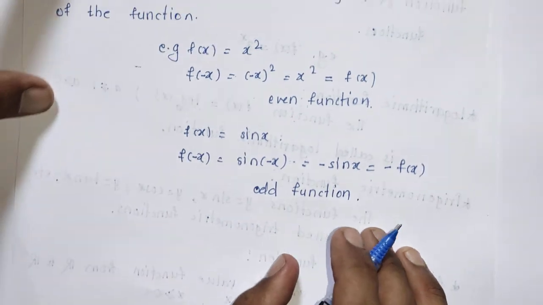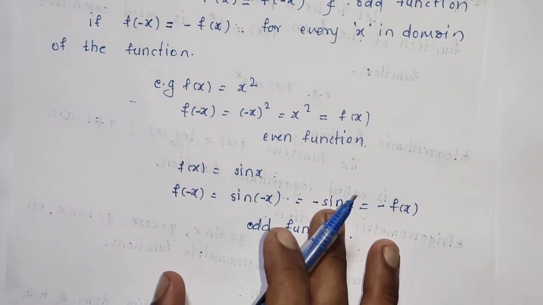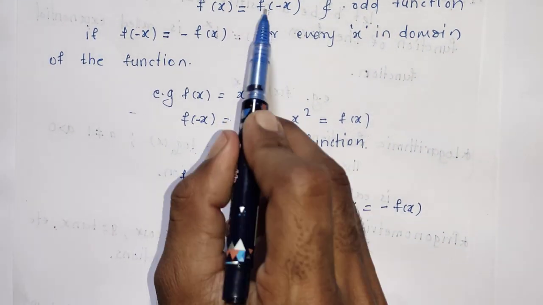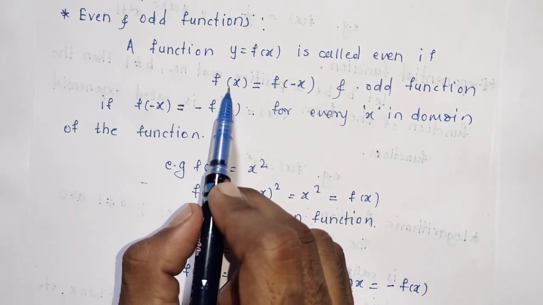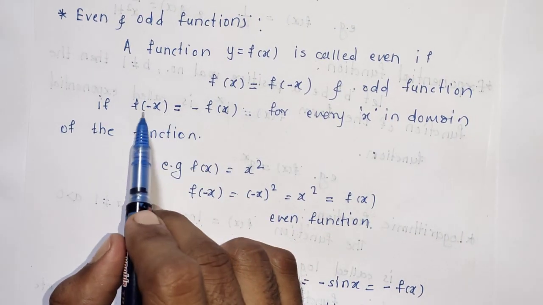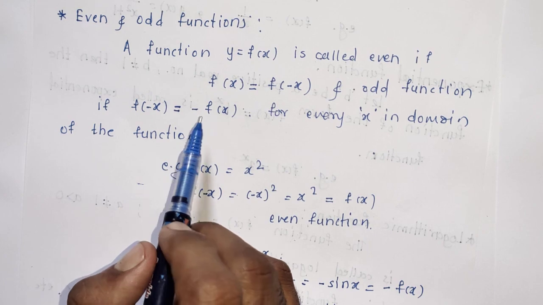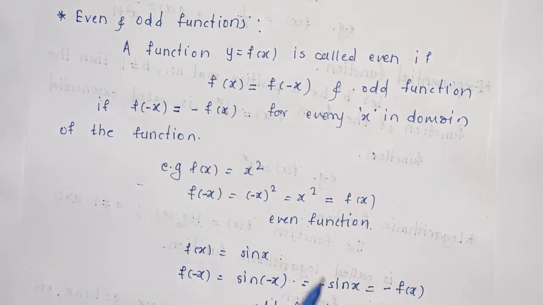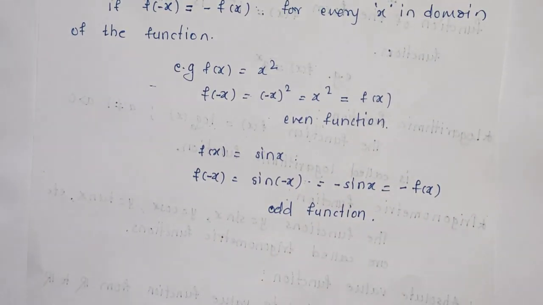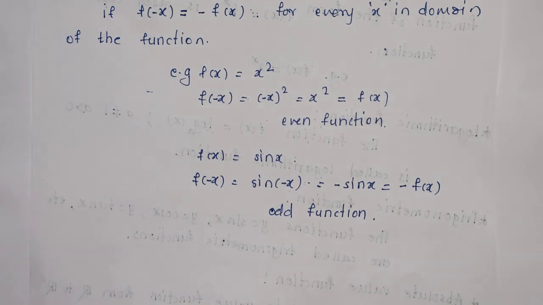This is the definition of odd and even functions. A function f is said to be even whenever f of minus x is equal to f of x, and a function is said to be odd if f of minus x is equal to minus f of x. These are some remaining definitions. Now in the next lecture we will see the definition of limit.